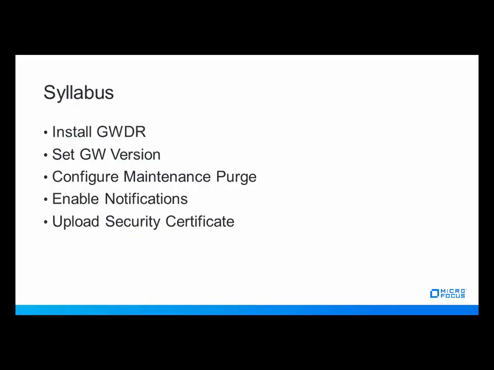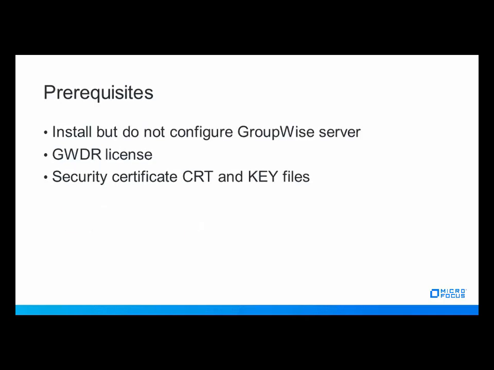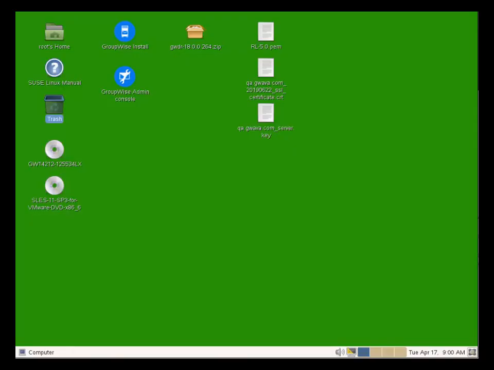I will be going over installing GroupWise Disaster Recovery 18 and some basic configuration before setting up the backup profiles. As a prerequisite, you must install your current GroupWise server software so GroupWise Disaster Recovery has the proper version of dbcopy. Have your license, certificate, and key files standing by.